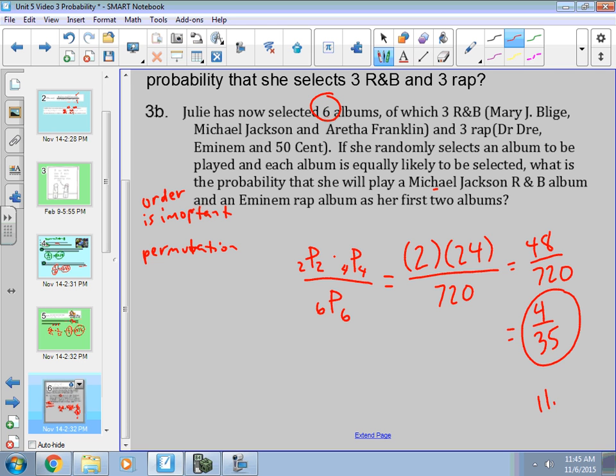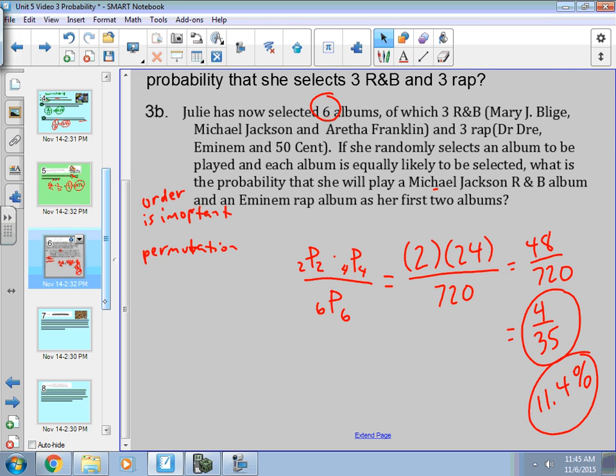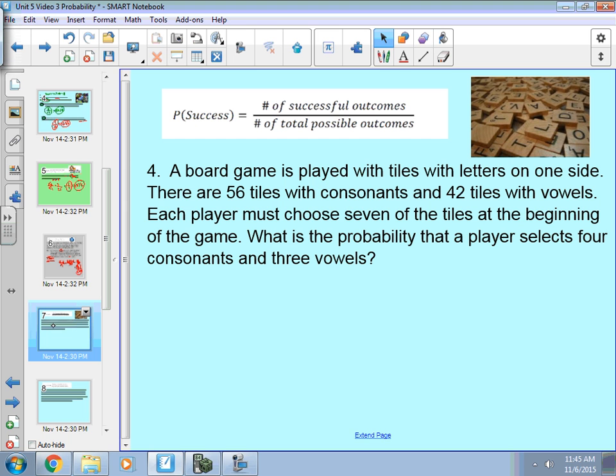That's also the same as about 11.4%. So one of those two. So when order is important or you're arranging something, remember use permutations over combinations. All right, let's take a look at number 4.